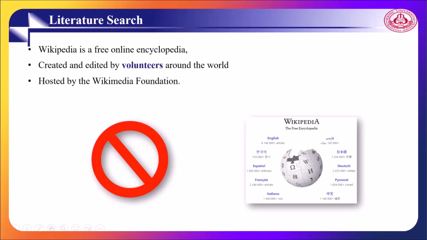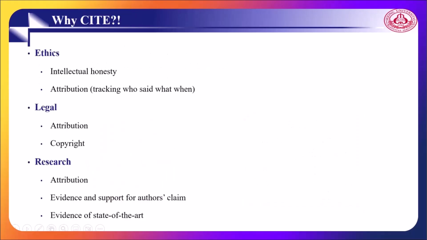Never copy from Wikipedia. Wikipedia is free online, right? Everyone can write there, so it's unreliable. Don't refer to this one. And for citation, we must have intellectual honesty and attribution. We should respect others by citing them, along with legal attribution and copyright. We should respect the people who did the work. That's why we do citation.